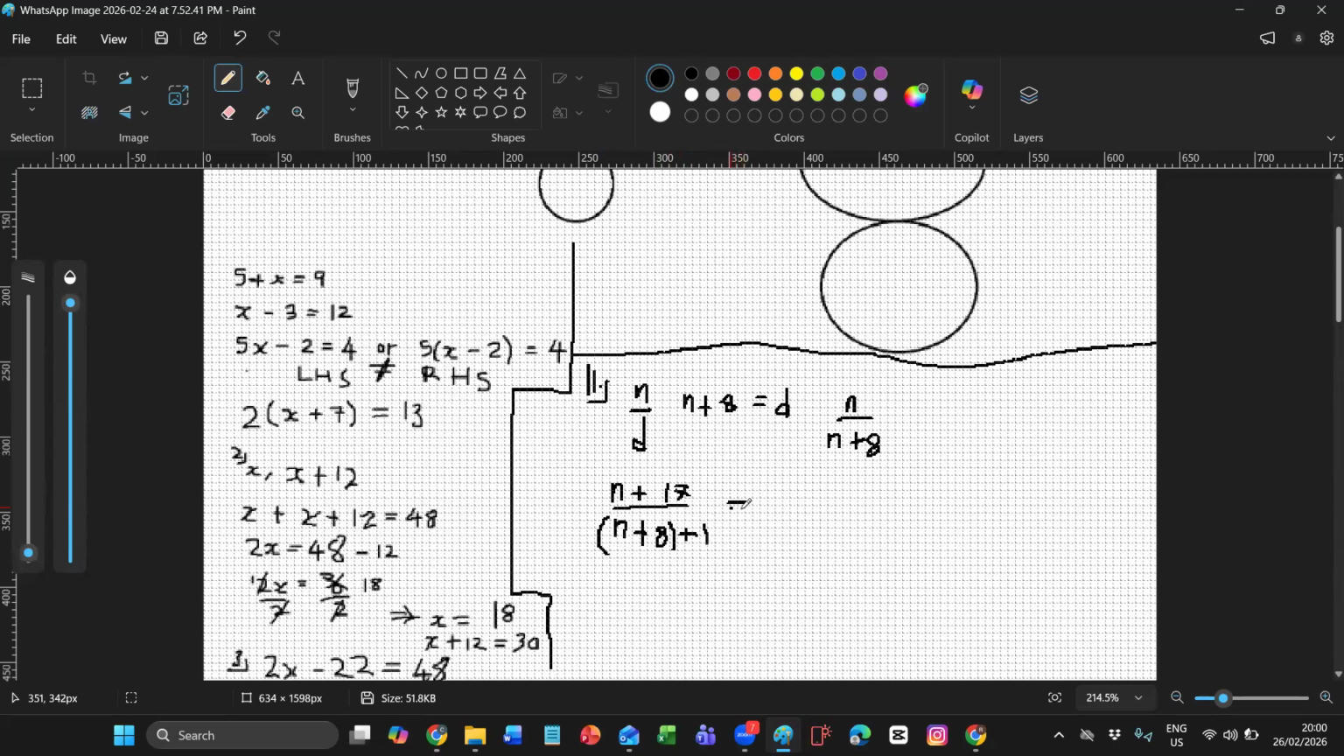Which will now give us, they told us that it's 3 over 2. But let me first evaluate this. n plus 17 over n plus 9.